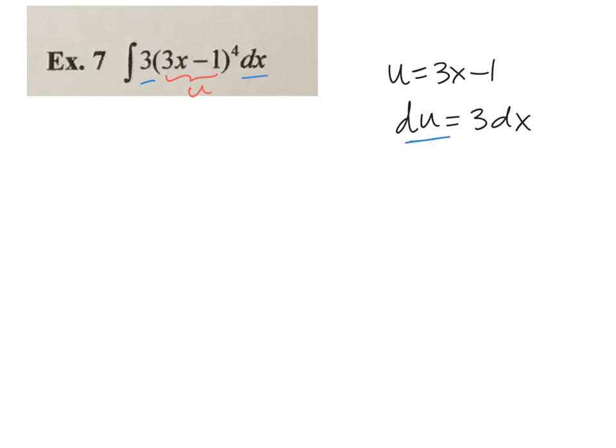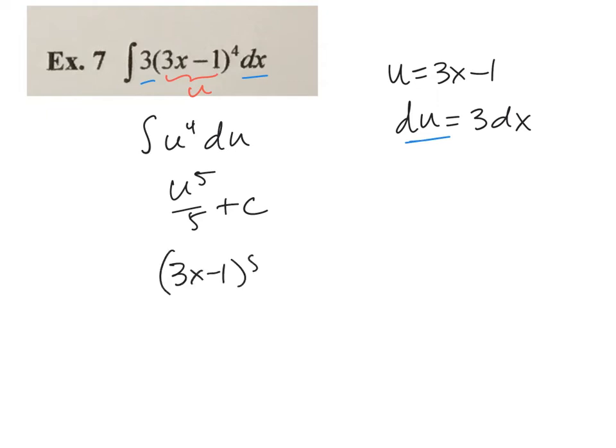So our new integral in terms of u would be the integral of u to the fourth du. All right, then we'll find the antiderivative. That would be u to the fifth over 5 plus c. And then all we need to do is go back and replace u with 3x minus 1. So we'd have 3x minus 1 all to the fifth power over 5 plus c.